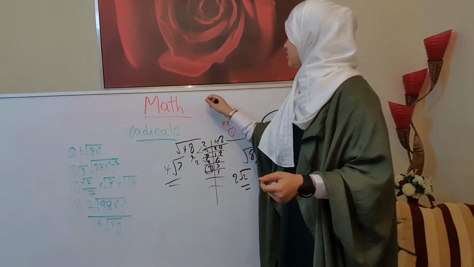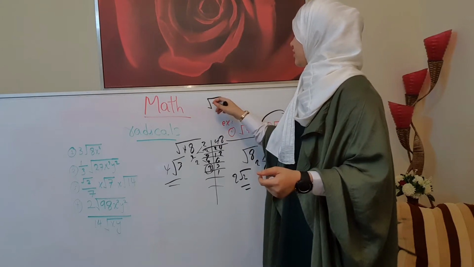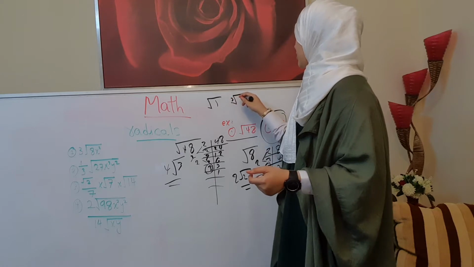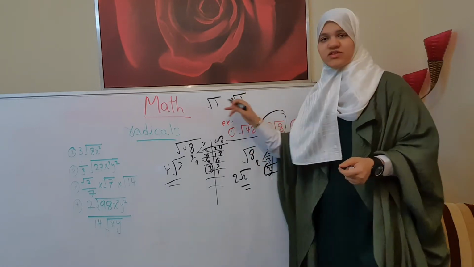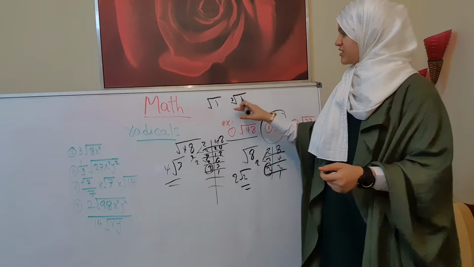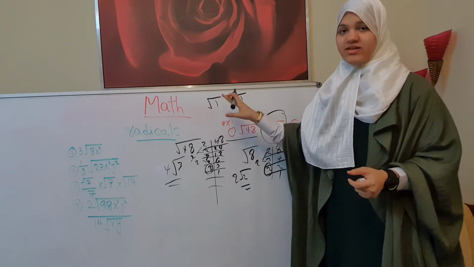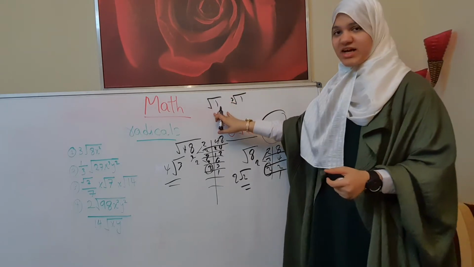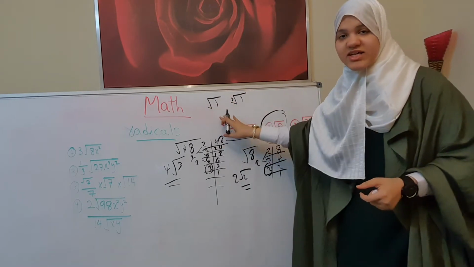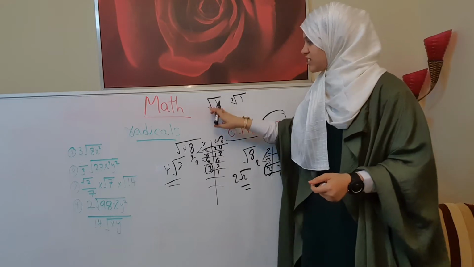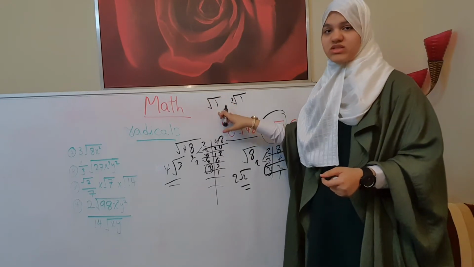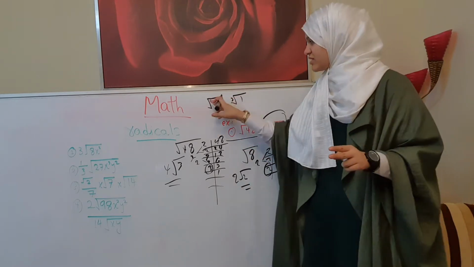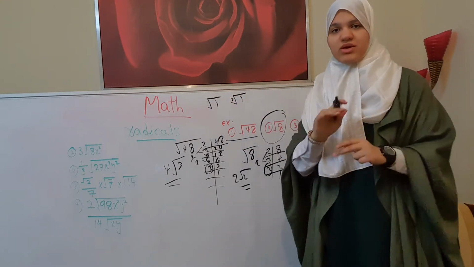What's the difference between this root, the square root, and this root, the cube root? What's the difference between them? First, the difference is the index. If the root doesn't have any index, doesn't have any number inside it, that means it is always the square root, the index 2. It's not 1.